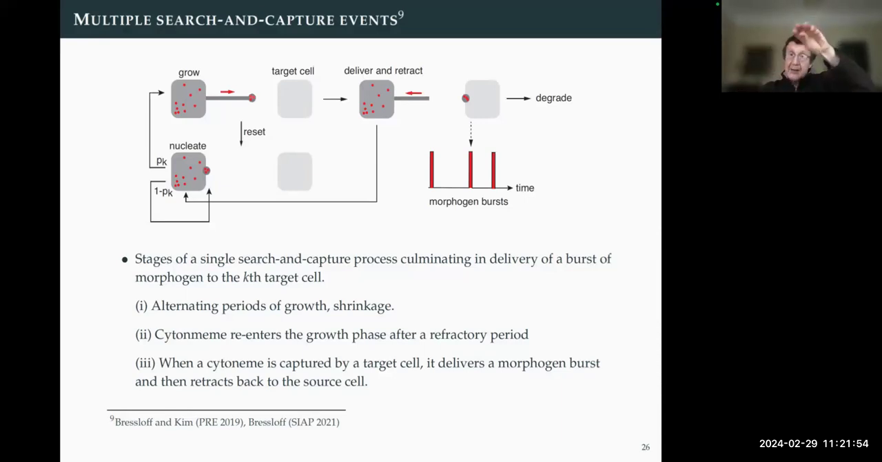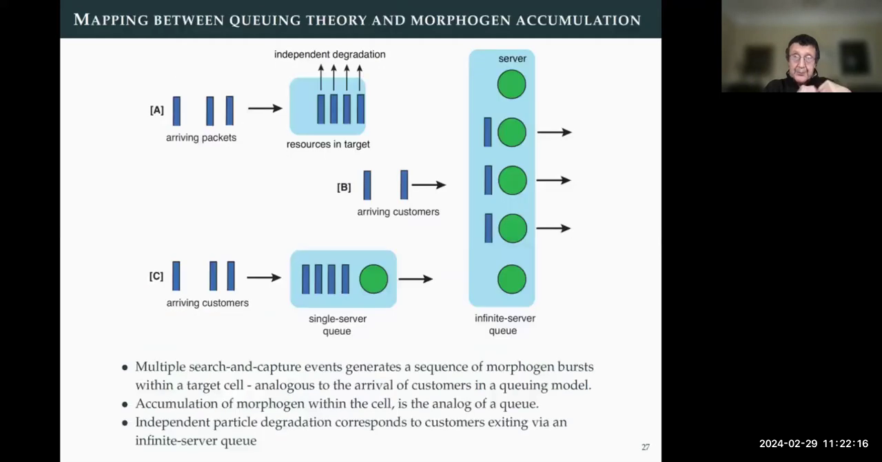So just as the strong Markov property and the theory of search processes captures what's going on for a single search and capture event, queuing theory seems to be the correct mathematics to study the accumulation of resources from a target perspective. And so then the question is, well, what sort of queue should one use? And the answer is what's called a GM infinity queue.